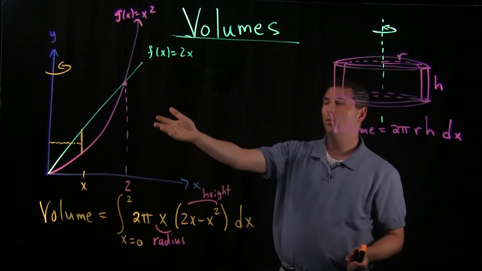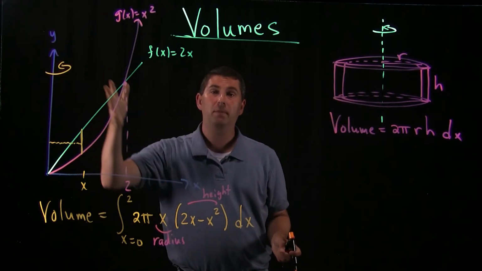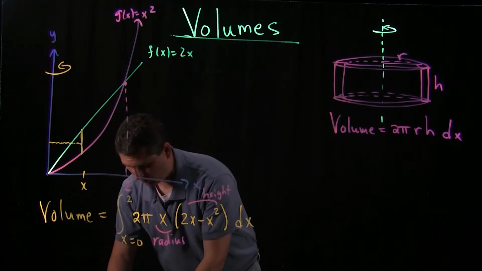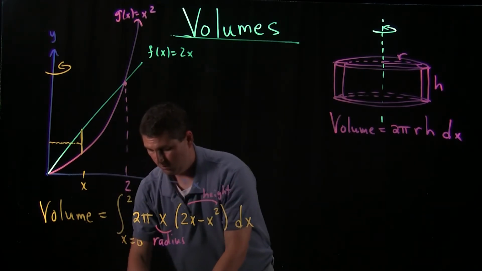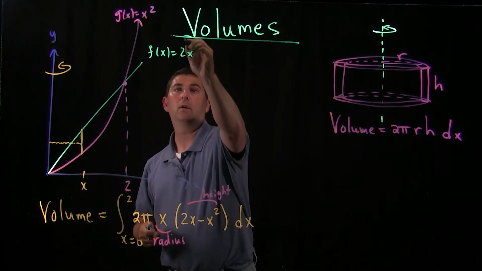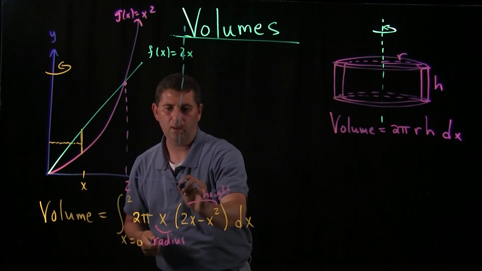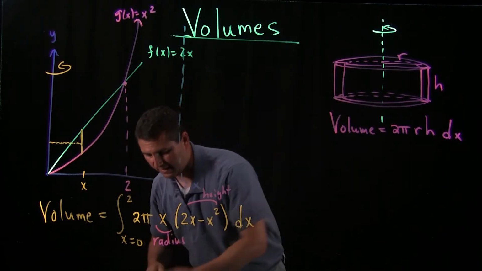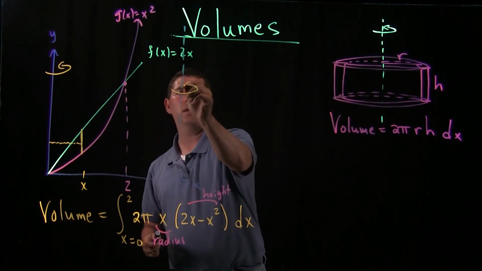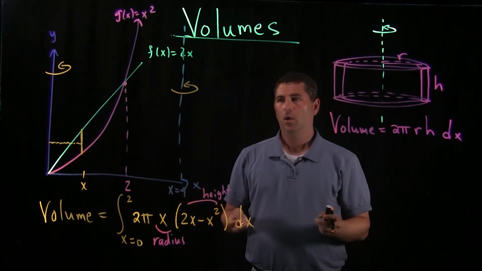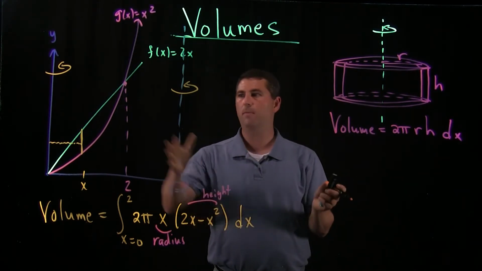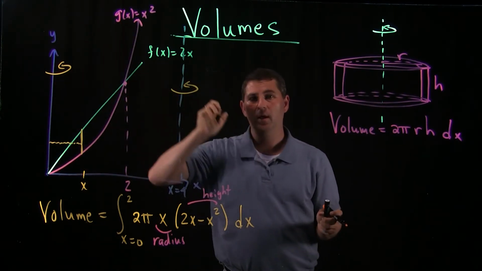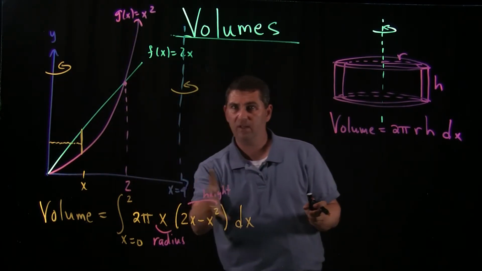What if, though, we didn't want to rotate around the y-axis, but around something else? Like, I don't know, let's say we wanted to rotate around, how about x equals 4? Yeah, so now we're going to rotate around a different axis. How is that going to change things? Well, we're still using a shell method because we're rotating around something which is parallel to the y-axis. But some of these things may have changed.